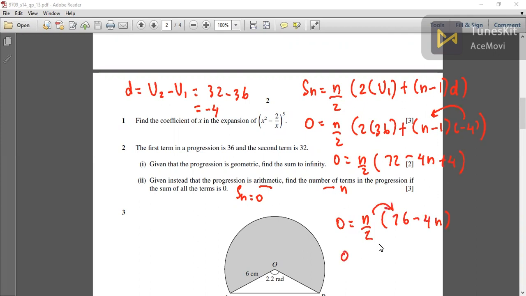I think we do not have to expand it again. So here we have 0 equals n over 2, and then 76 minus 4n equals 0. So 4n equals 76. So n we have 19. For the other one, we got n equals 0. Of course, this is impossible. So we have the answer for the second one is n equals 19.